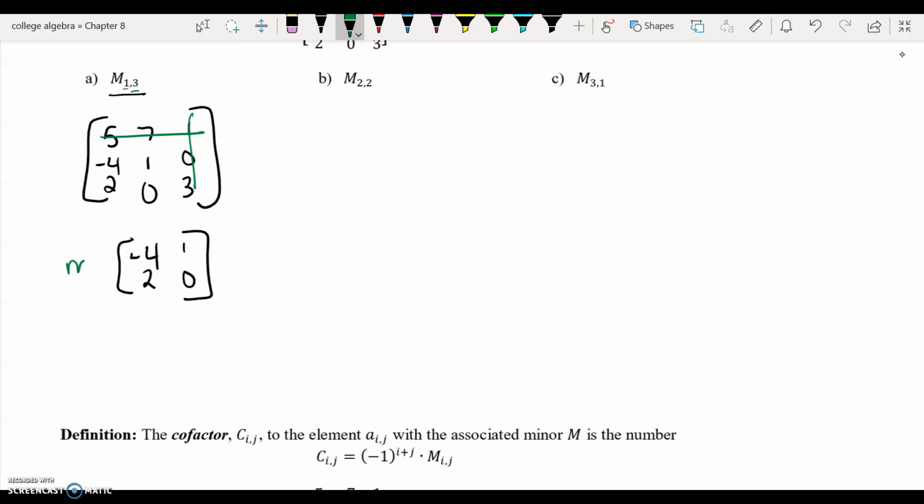So now I've got to find the determinant of that. So it's what we did above: -4 times 0 minus 2 times 1. When you do that, that's going to be 0 minus 2, so the answer is -2.